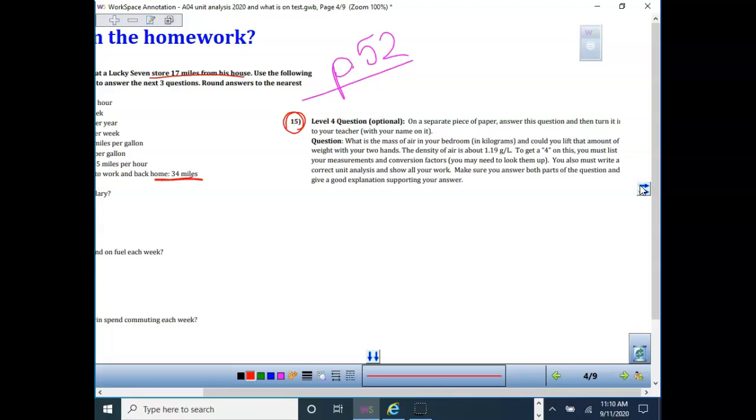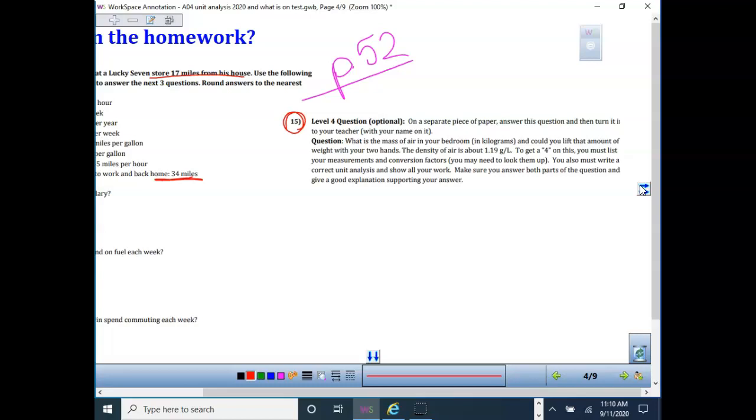This is the first year that we've had these types of questions. It says, on a separate piece of paper, answer this question and turn it into your teacher with your name on it. I will take this up till the day of the test. So if you decide to do this, you can turn this in up to the day of the test. It's going to be on a separate sheet of paper.